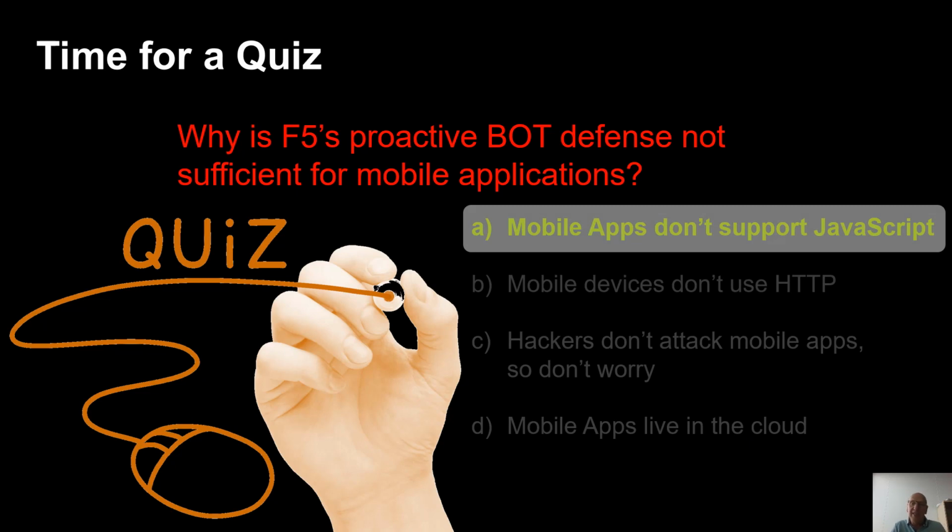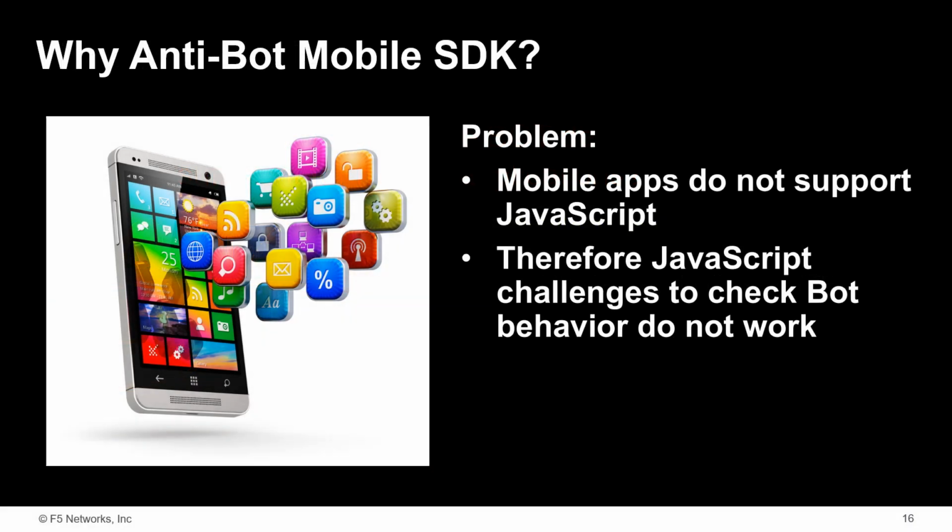The right answer to this question is that mobile apps do not support JavaScript. JavaScript is a scripting tool that browsers do support. Otherwise, modern browsers would not look that smart. So JavaScript is a way to communicate with browsers, and that's what we do in our standard anti-bot defense mechanism. But mobile applications do not run in browsers, and therefore they do not use JavaScript. So these JavaScript challenges that we use to check if there is a bot active instead of a human being will not work. So we have to do something different.